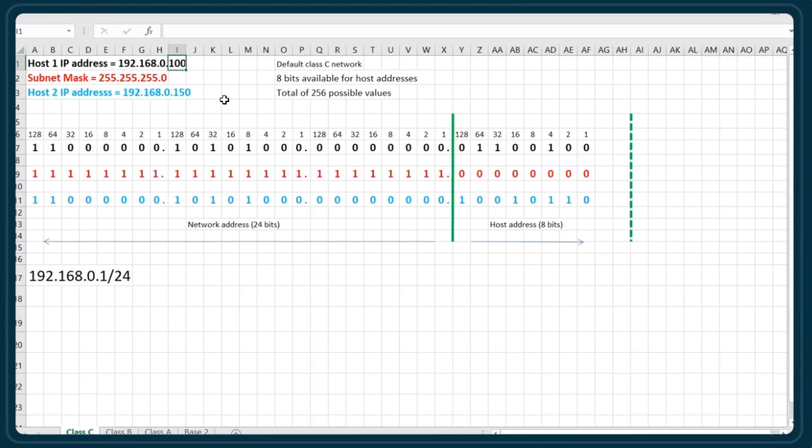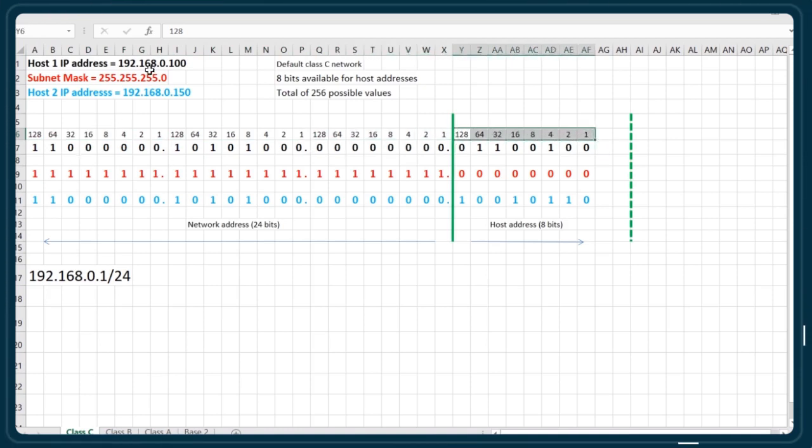Well, each bit in each octet, recall there are 8 bits, dot, 8 bits, dot, 8 bits, dot, 8 bits. Each octet contains 8 bits and each bit has a decimal value. That's what you're seeing here. And it's the same each time. The first bit is worth 128, the next one worth 64, the next 32, 16, 8, 4, 2, and 1. Then that repeats, and repeats again, and repeats again.